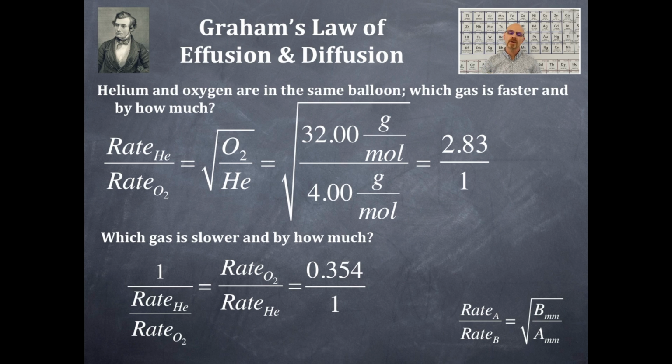So this is 0.354 times slower, because I want you to look at the numbers 2.83 and 0.354. The 2.83 is greater than 1. When you get a number greater than 1, that means that that gas, in this case helium, is faster. If you get a number like 0.354, a number that is less than 1, then you know that gas is slower. It's really simple.